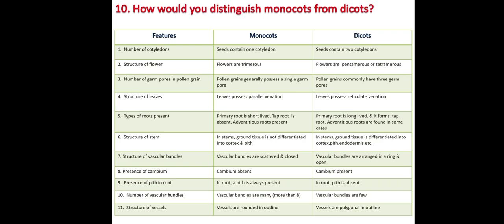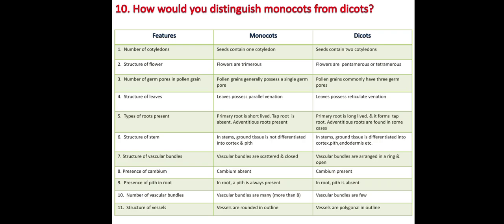Fourth feature, structure of leaves. For monocots, leaf possess parallel venation. For dicots, leaf possess reticulate venation. Fifth feature, types of roots present. For monocots, primary root is short-lived, taproot is absent, and adventitious roots are present. For dicots, primary root is long-lived and it forms taproot. Adventitious roots are found in some cases, but not all the time.